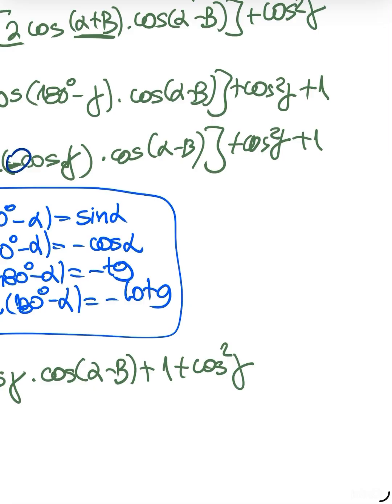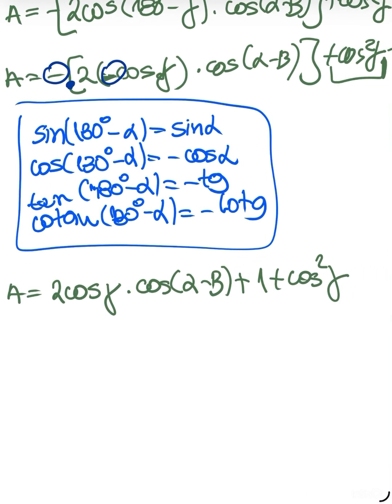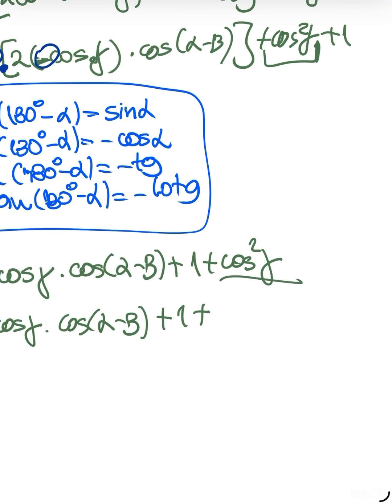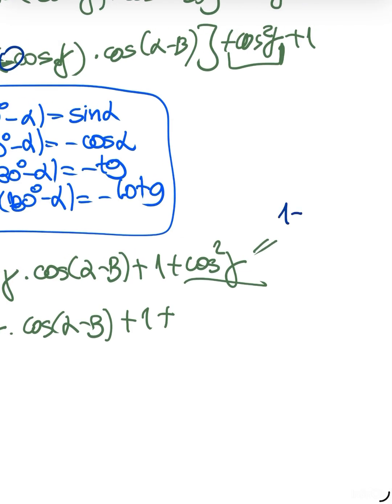Now, one of the main things that we can use, the most important one, is the formula for cosine of double angle. We're using 2 times cosine gamma times cosine alpha minus beta plus 1 plus cosine of something, which is equal to 1 plus cosine 2 times divided by 2.